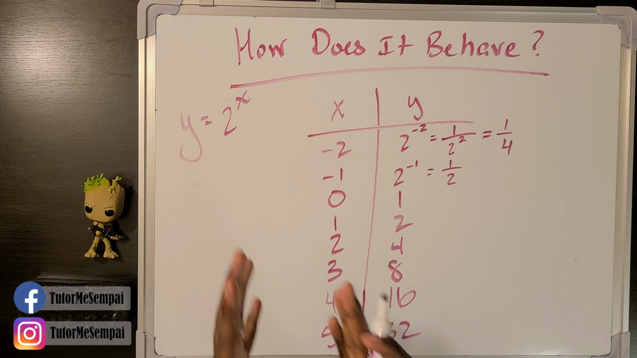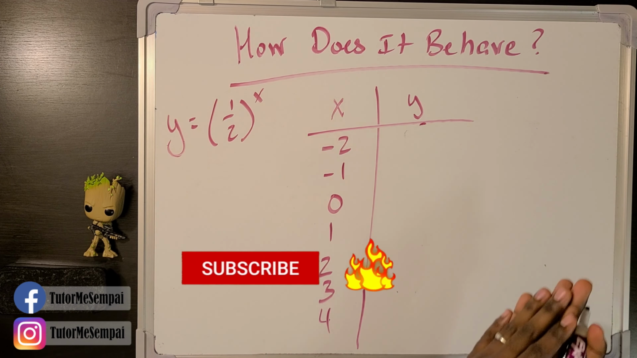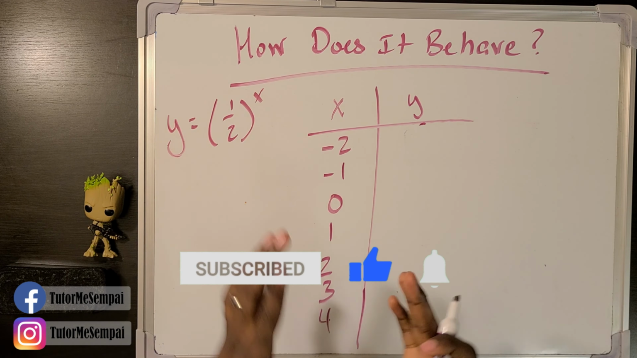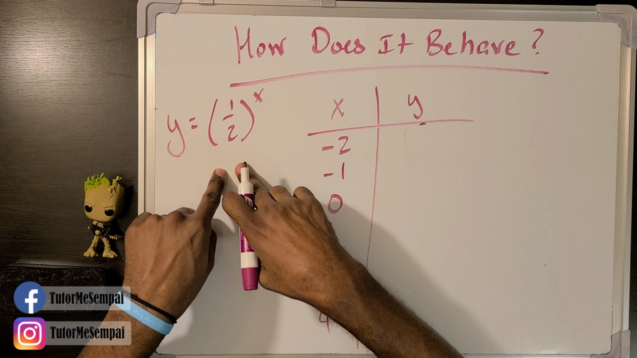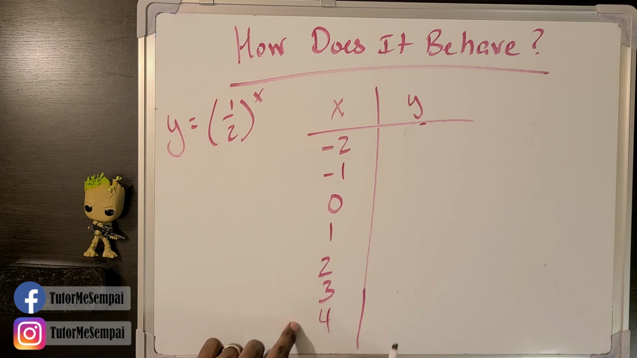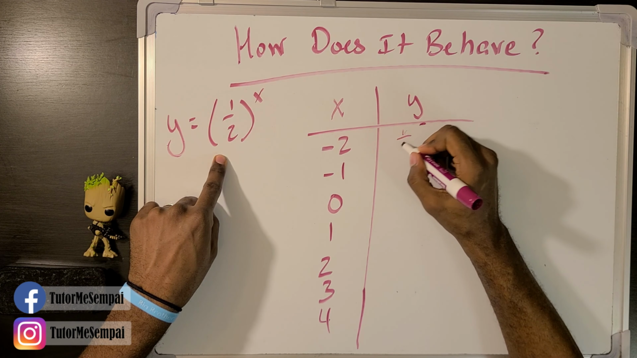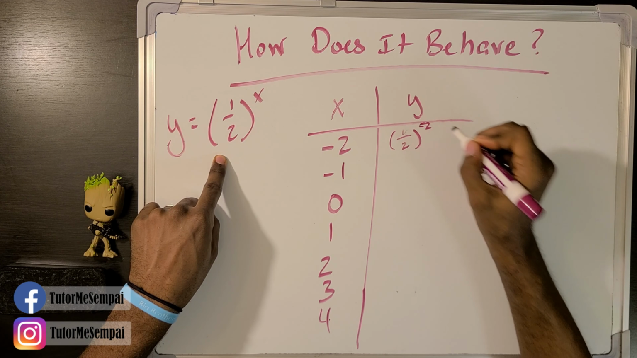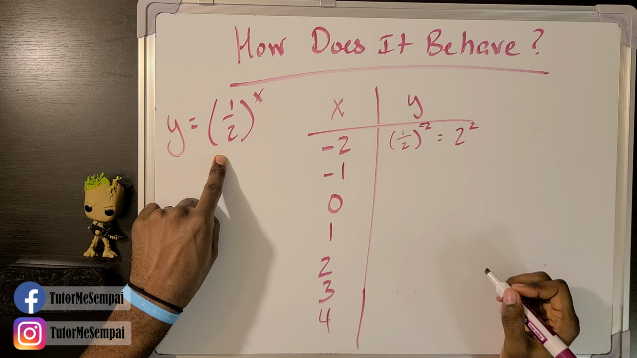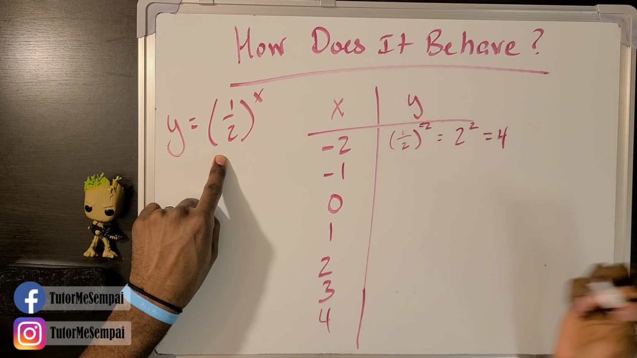How about something between 0 and 1? How's that going to look? Let's say instead of having that whole number 2 as our base, we have a fraction, 1/2. Now we're going to go between 0 and 1, so we pick 1/2 as our base. Let's see how this behaves when we plug in these values for x. So when x is -2, we're going to have 1/2 raised to the -2. Now that's going to be 2 squared, right? 2 squared because of negative exponents. And 2 squared is going to give us 4.